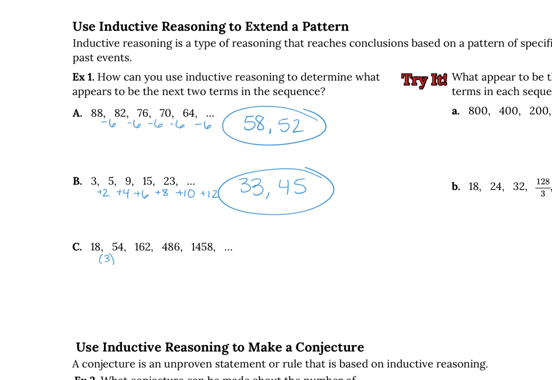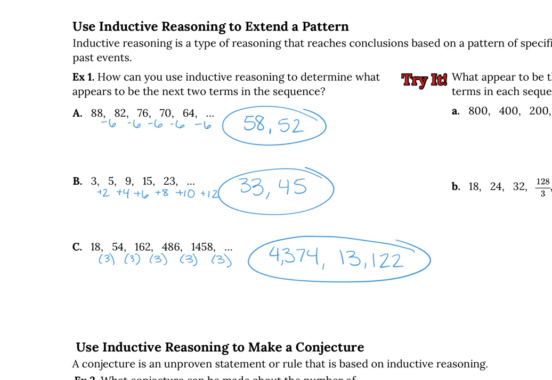Now if I take 54, multiply that by 3, that gets me 162. Multiply 162 by 3, that gets me the 486. Multiply the 486 by 3, that gets me 1,458. Multiply that by 3, that's going to get me 4,374. Now I want to multiply that by 3. That's going to get me 13,122.